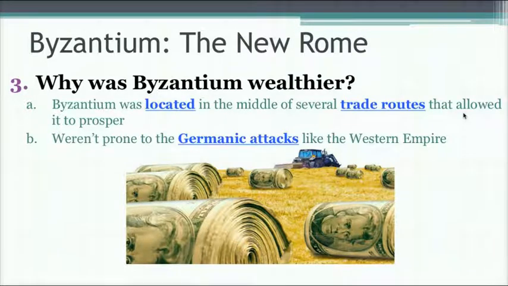The other thing is, because of location, they weren't as prone to Germanic attacks like the Western Empire. The Huns had attacked Byzantium, but the Germanic tribes, those Vandals, Visigoths, Saxons, Lombards, and Franks, that had been pushed into Roman lands were not in this region, so they weren't pushed into the Eastern Empire. So therefore, you didn't have that constant threat of invasion. So there's no doubt that's going to allow Byzantium to keep its wealth and keep its prosperity. We don't have to worry about these Germanic people moving into your land and taking your property.